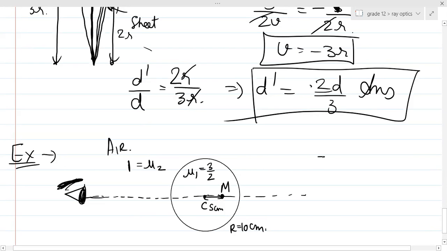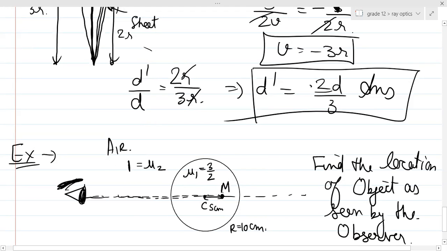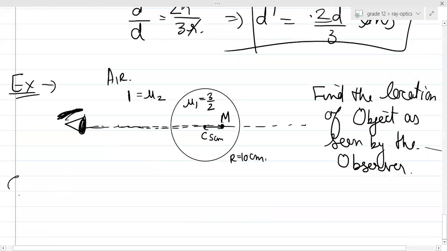Now the question is, find the location of the object as seen by the observer. So please remember, whenever I say it like this, find the location of the object as seen by the observer, then the observer will not be able to see the object M because of this refracting surface, right? The observer will be able to see the image of this object. Is it clear, guys? The observer will be seeing the image of this object, not this particular thing.